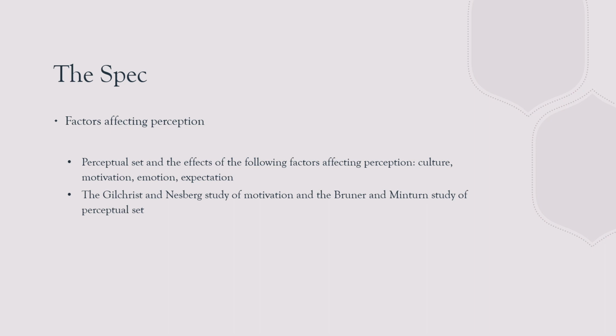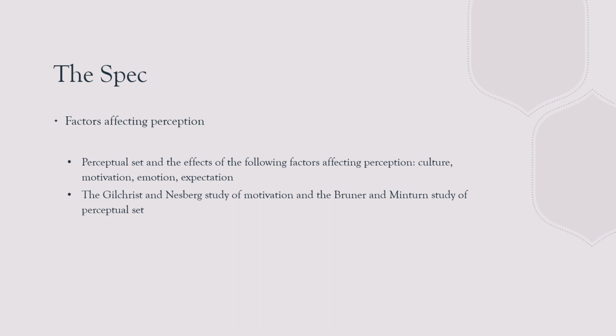And then finally, that second bullet point is looking at the two studies. If you've looked at any of the other topics in the GCSE AQA course, you'll know that there are named studies on the specification, and for those named studies, what you need to be able to do is talk about the aim, the method, the results, the conclusions, and be able to evaluate those studies. So for perception, there is the Gilchrist and Nesberg study, looking at motivation, and then the Bruner and Minturn study looking at perceptual set, but in particular expectation. So those are the studies you need to know.